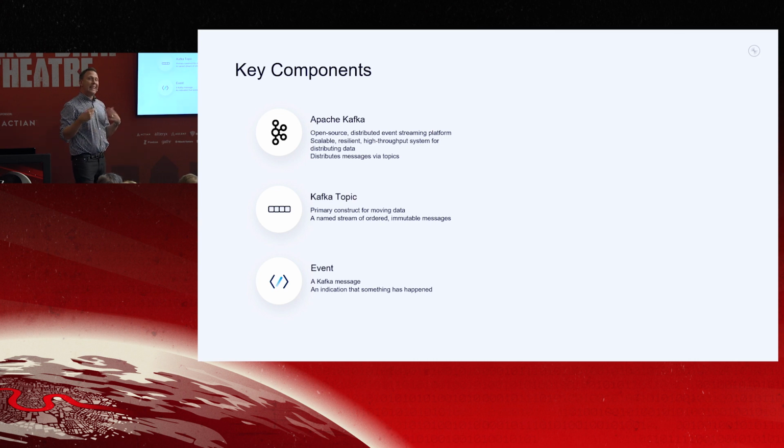An event is the thing that gets sent over the top of a Kafka topic. It is a piece of data, and it's an indication that something has happened in the past.